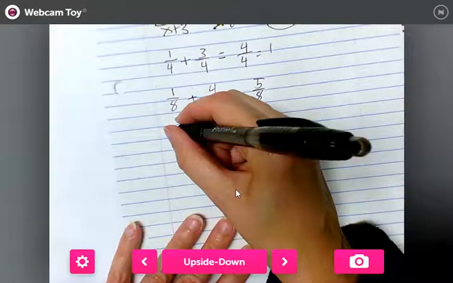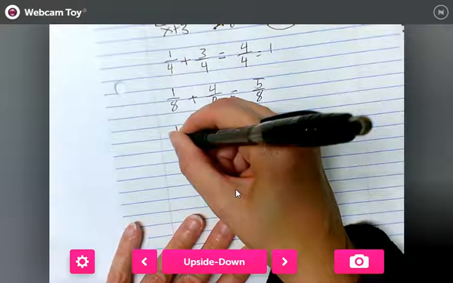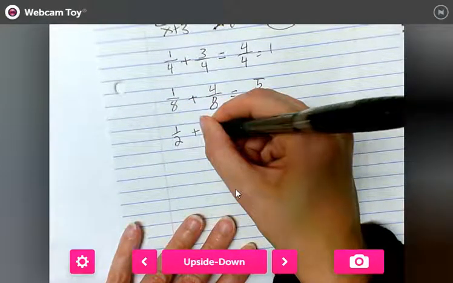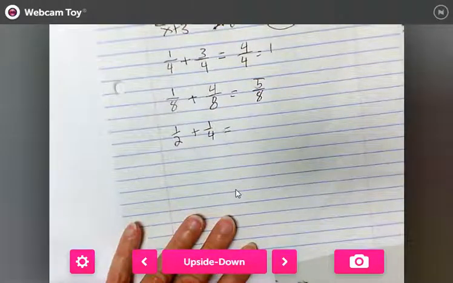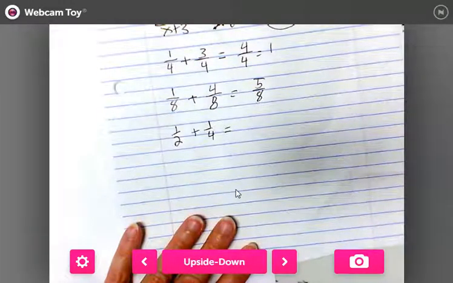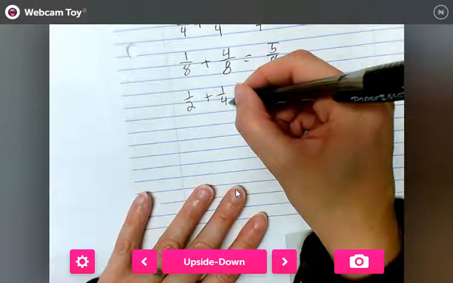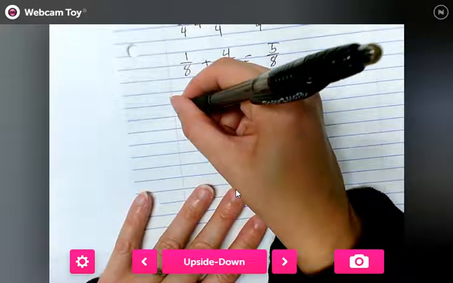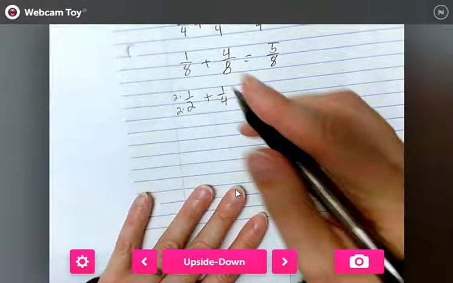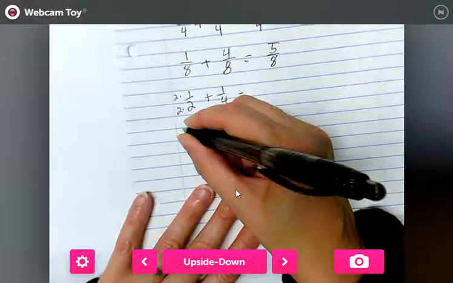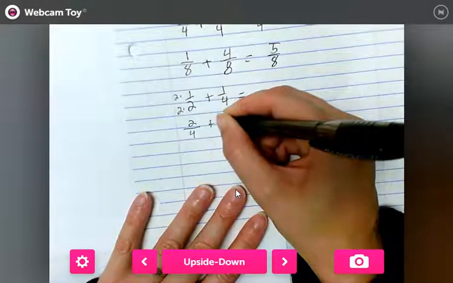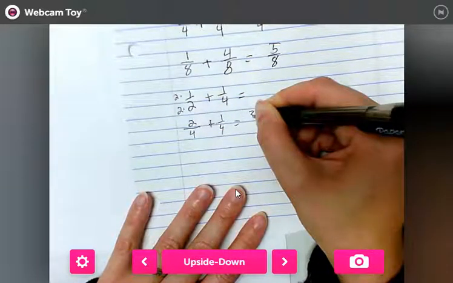What if I have 1/2 plus 1/4? How do I do this one? How do I do 1/2 plus 1/4? Yes, I have to change my denominator. They have to be the same. So 2 goes into 4, I know, 2 times, so I multiply it by 2. Okay, so I end up with 2 over 4 plus 1/4, and then I add it together, and that gives me 3/4.